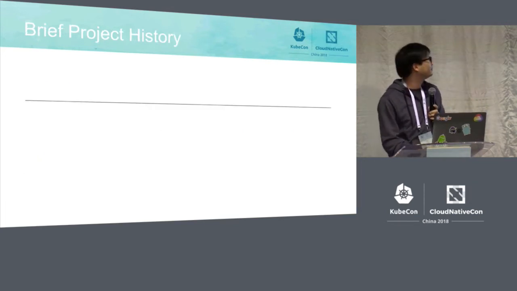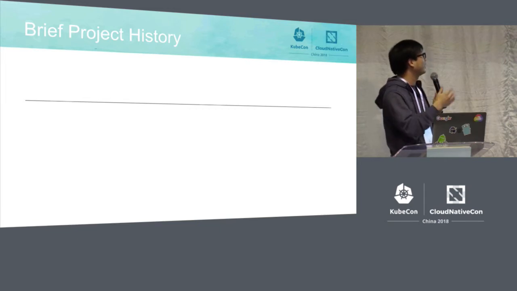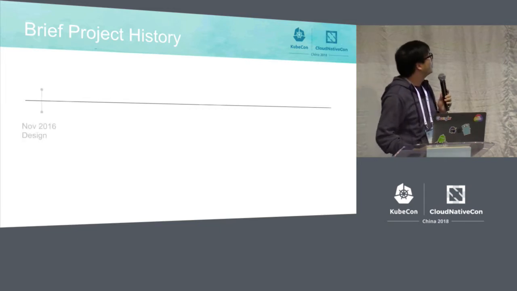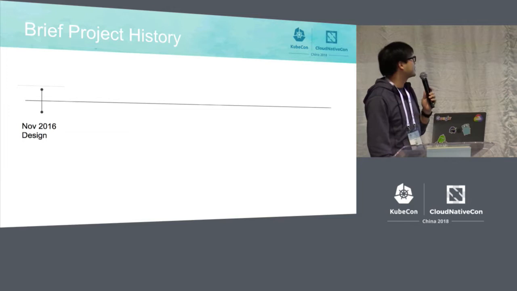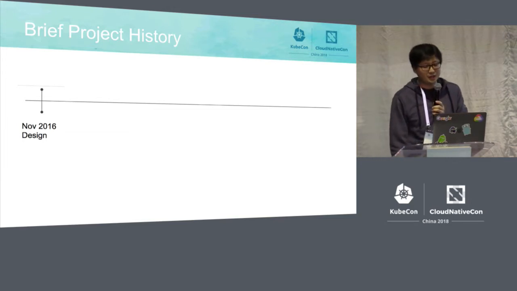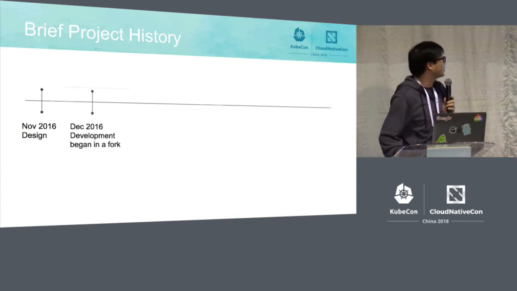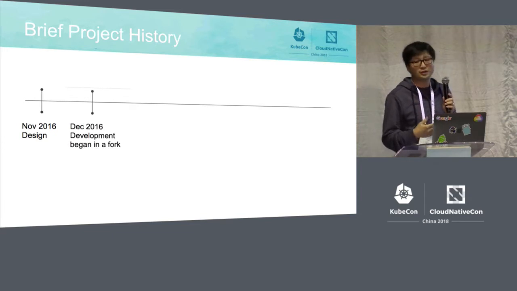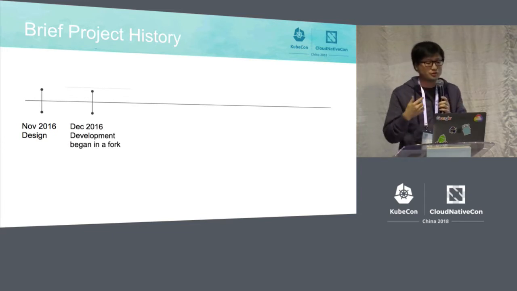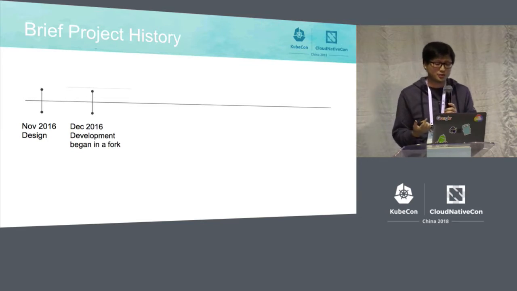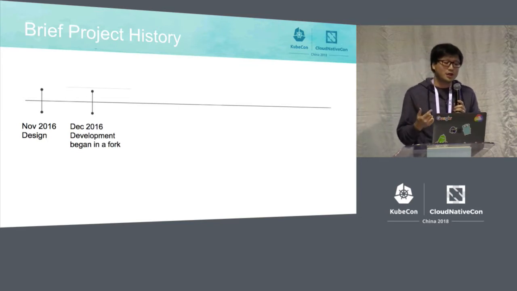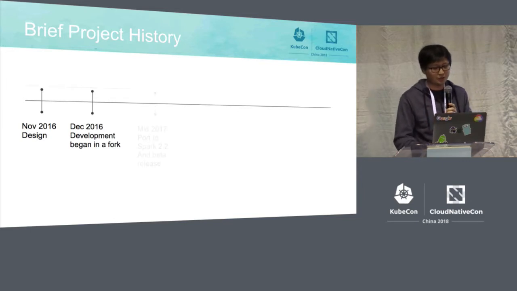So this is a sort of timeline of the project history. In November 2016, we started the design, and soon after that, in December, we started the dev work in a fork actually. The reason why we chose to do it in a fork is we wanted to be iterating really fast, without doing all the code review stuff against the main repo. So we decided to do it in a fork.